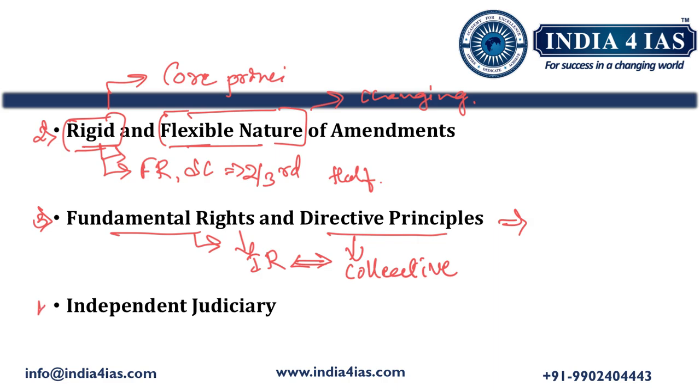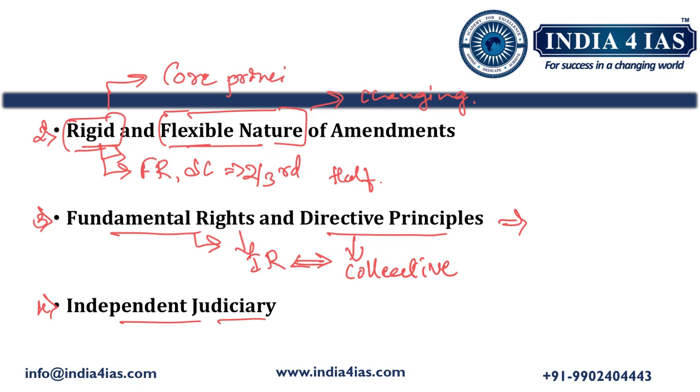Then the next feature is independent judiciary. So the independent judiciary allows the judiciary to go for judicial review. Through judicial review, courts have the power to review and strike down the laws that are unconstitutional. So this ensures that all laws conform to the constitution. So this allows the judiciary to adapt to the new challenges through evolving interpretations.